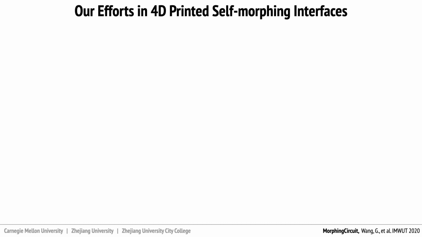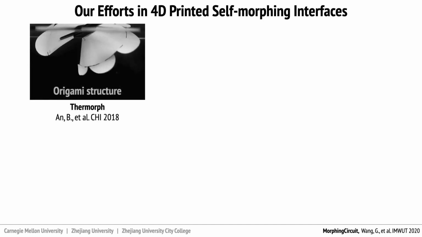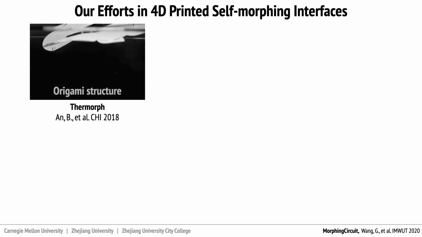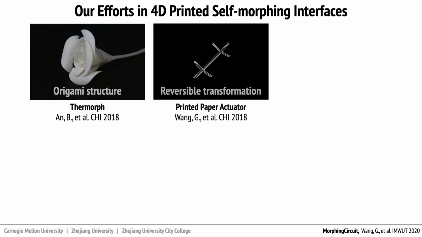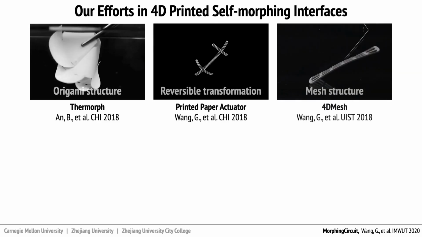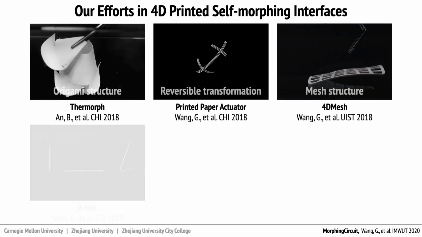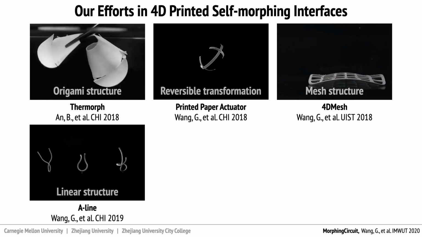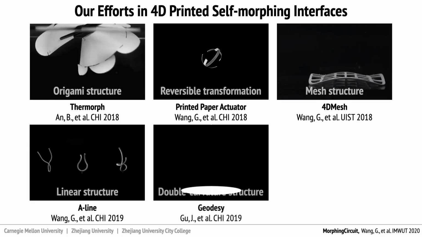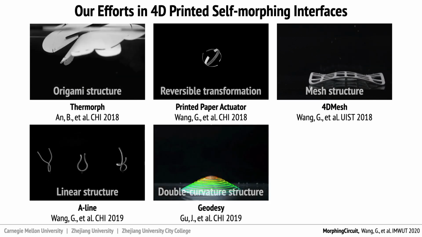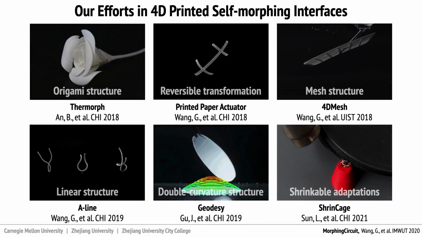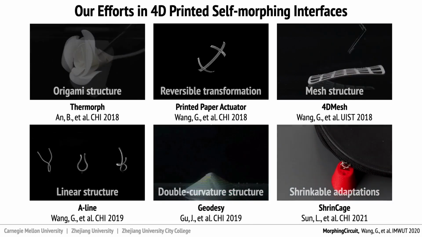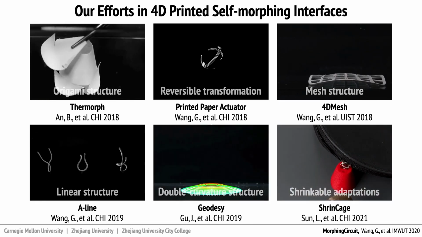Actually, our group has been working on self-morphing interfaces for a while. For example, we developed a series of 4D printing techniques to achieve origami self-morphing structure, reversible self-morphing structure, mesh topology-based large-scale structure, linear self-morphing structure for compliance mechanism, double curvature structure for continuous surfaces, 3D self-morphing structure for shrinkable adaptations. Accordingly, we aimed to integrate self-morphing techniques with electronics.